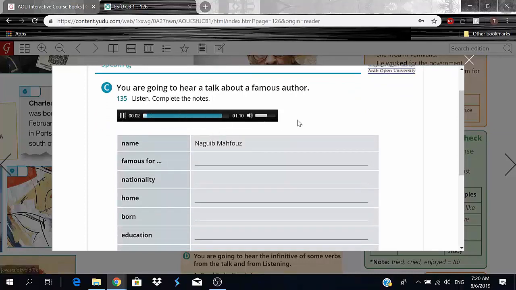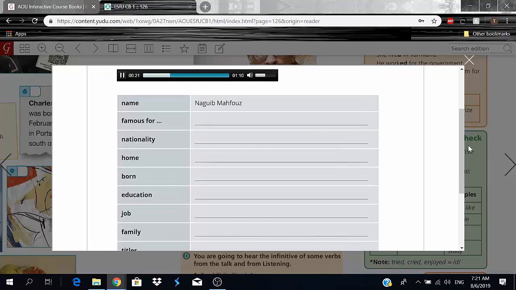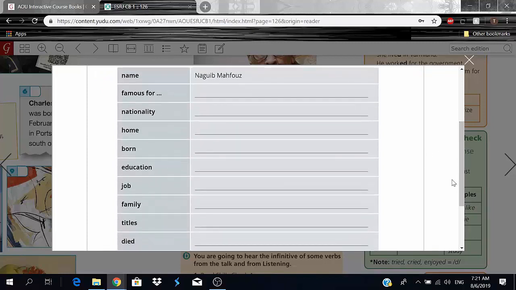135. Exercise C. Listen. Complete the notes. Today I want to tell you about Naguib Mahfouz. He is the most famous author in my culture. He won the Nobel Prize for Literature in 1988. He was an Egyptian. Mahfouz was born in about 1911. He lived in Cairo all his life. He went to Cairo University in 1929. He left in 1934. He wanted to be a writer. He worked for a newspaper for many years.